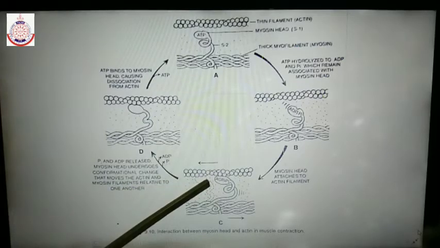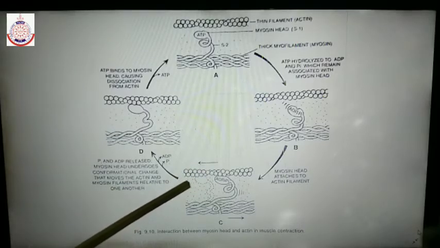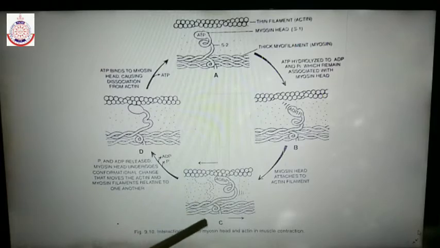This myosin head pulls the attached actin filament towards the center of the A band. Due to this, the Z line attached to these actins is also pulled inward and thereby causes shortening of the sarcomere. This process is known as contraction.